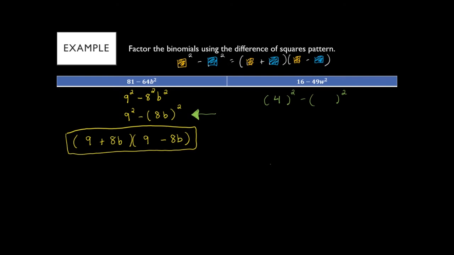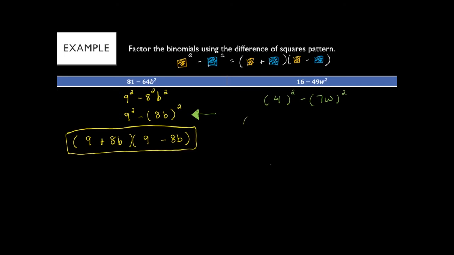So let's see, we've got 7w here. 7 squared will give us 49, so that works. And then the w squared gives us our w squared. So it is 7w. 7 times 7 is 49, so I can determine that it's 7, and then we've got w.